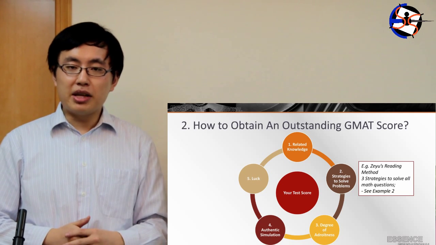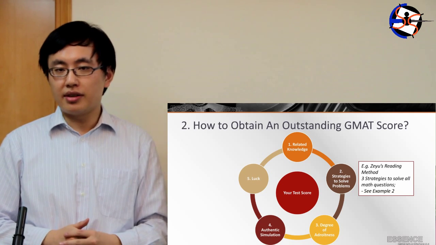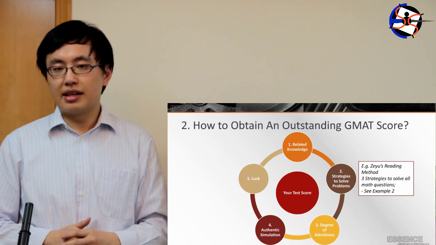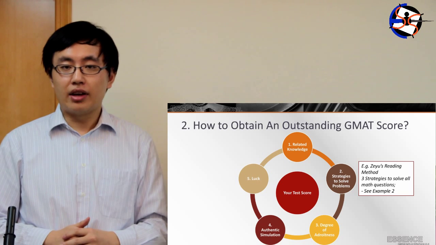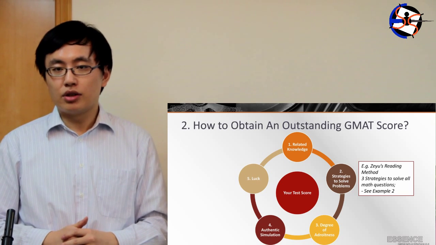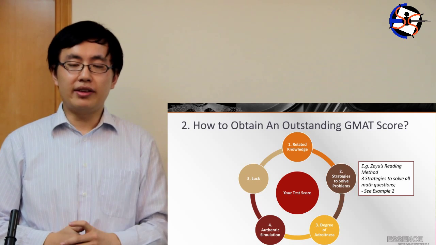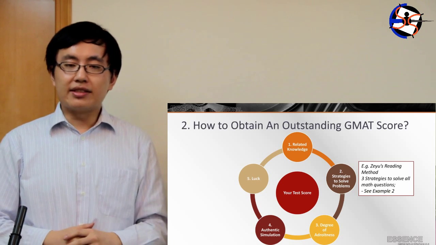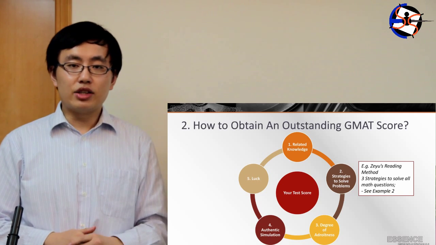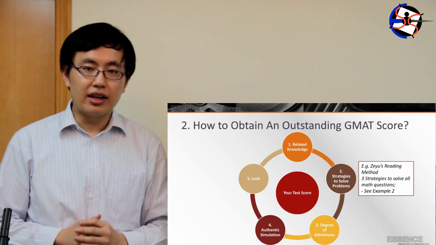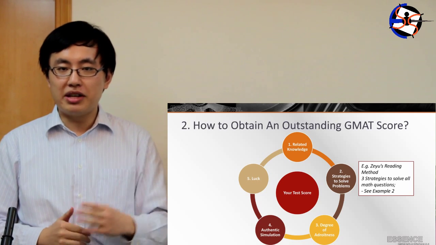Say they need 5 minutes for the passage, 3 minutes for each question, then 5 questions will cost them 20 minutes. But actually, GMAT gives only about 13 minutes to finish. That's what I mentioned before, time constraint. So one of the things we are going to teach in the GMAT is called Zeyu's reading method. This is a method I created to help people solve the problem mentioned above.